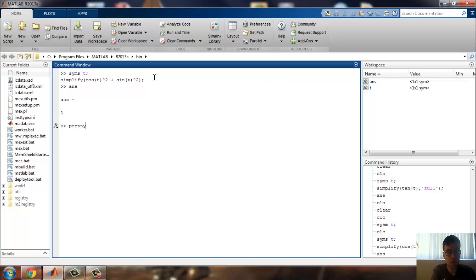Now the pretty function is another useful function, and what it does is it represents functions in much easier ways. So if you were to do, for example, sine t squared divided by cosine t squared, and run the pretty function, it'll display it in a pretty form. So much easier to see, so we'll be using this as well.